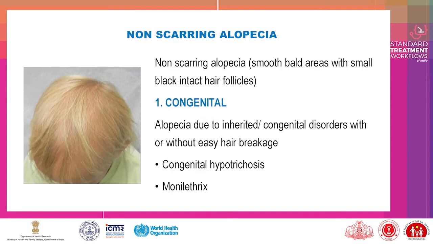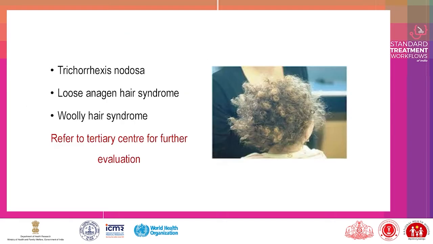Non-scarring alopecia. Non-scarring alopecia is smooth, bald areas with small black intact hair follicles. First is congenital. Alopecia due to inherited or congenital disorders with or without easy hair breakage. Congenital hypotrichosis, monilethrix, trichorrhexis nodosa, loose anagen hair syndrome, and woolly hair syndrome. Refer to tertiary center for further evaluation.